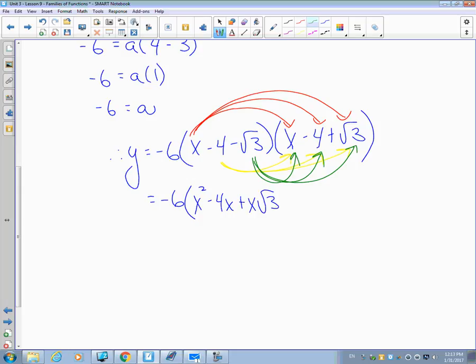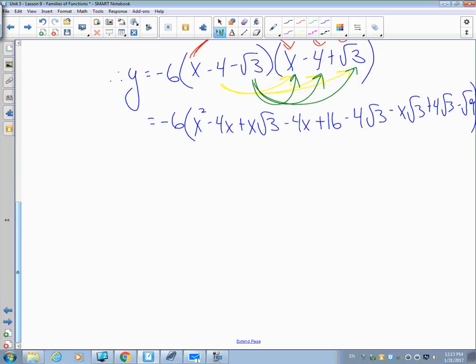Let's do the 4 next. Negative 4 times x, negative 4 times 4, negative 4 times root 3 is 4 root 3. Do the root 3 one at the end, so minus x root 3, and plus 4 root 3, and then negative root 9. Out of room there. Okay, we'll collect our like terms before we multiply that 6 in.